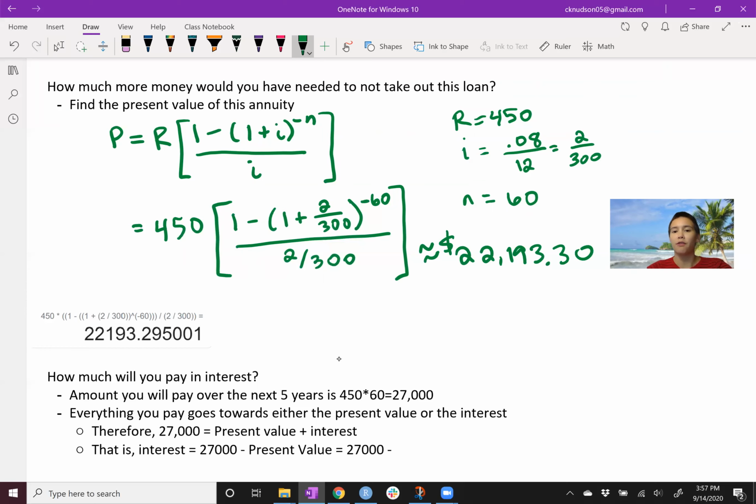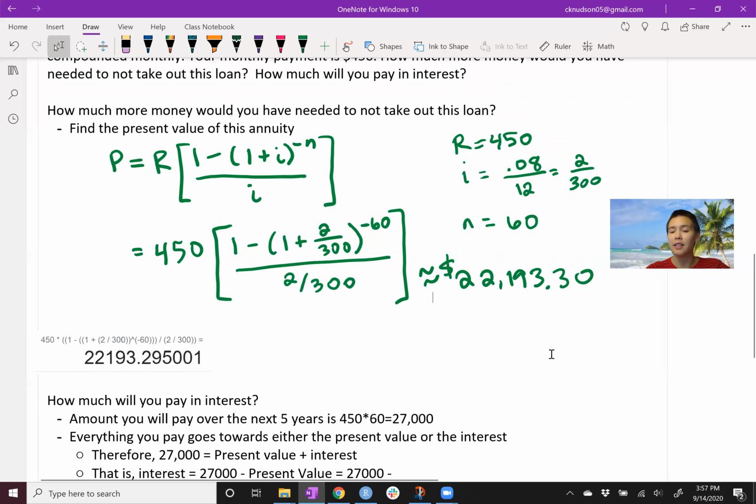So if you did not need to take out the loan, you would have needed $22,193.30. So that's the so-called present value of this annuity. But unfortunately, you don't have all that money, and so you do need to take out that loan. So how much will you end up paying in interest?